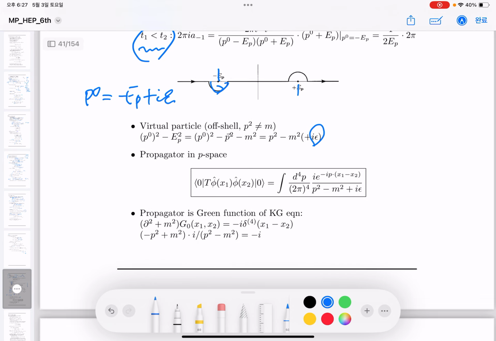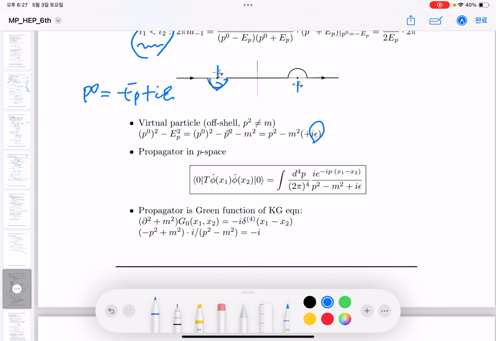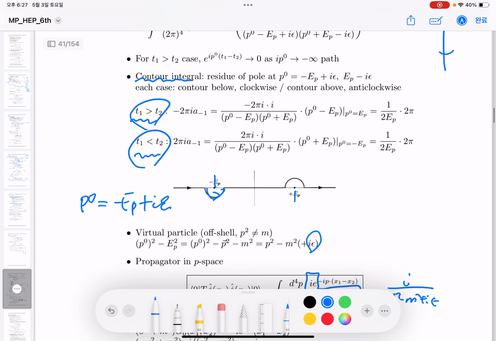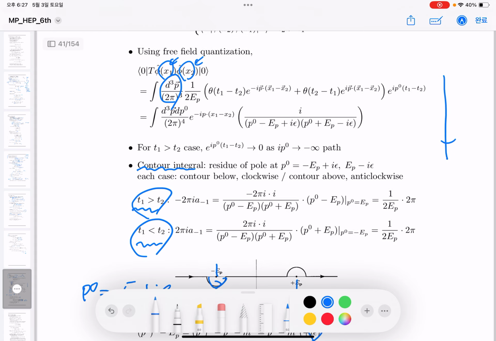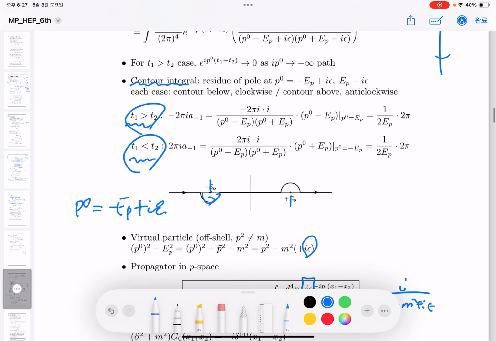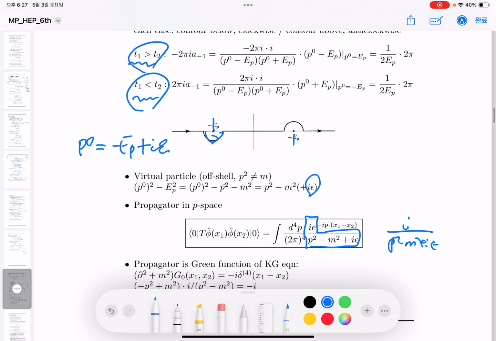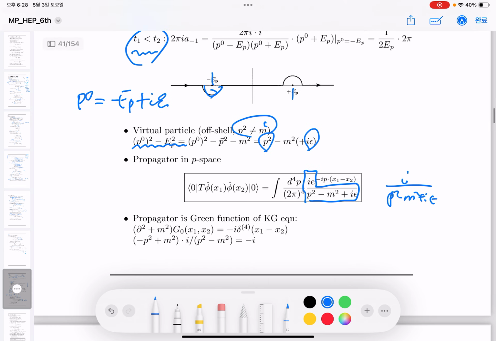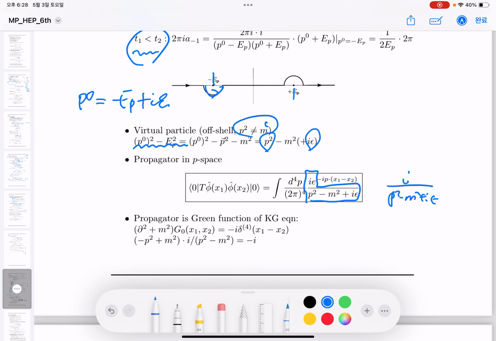And so those are the results: the propagators in p space, i over p squared minus m squared plus i epsilon. One thing I want to mention is that such a p is not a real on-shell momentum. This is an off-shell particle, so it is not the same as the m here. And these propagators can be interpreted as a Green's function, given the equations of motion, from a mathematical point of view.